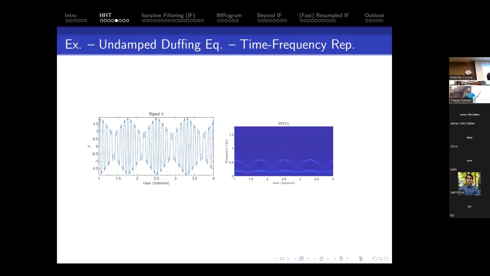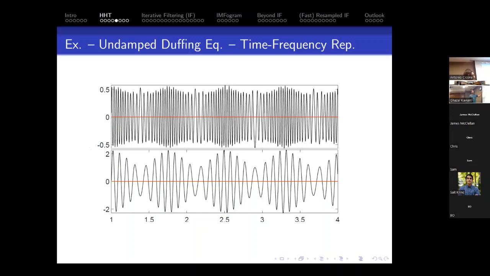So let's go back to this signal, and we saw the synchrosqueezing, which was the best way to represent the time frequency content of it using top techniques in the literature. Now what we do is we decompose first. So we apply this different approach. We decompose the signal first into IMFs, and that's what we get here.